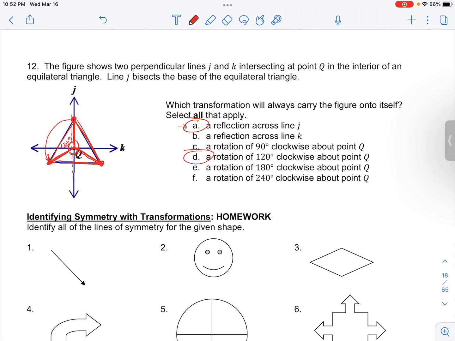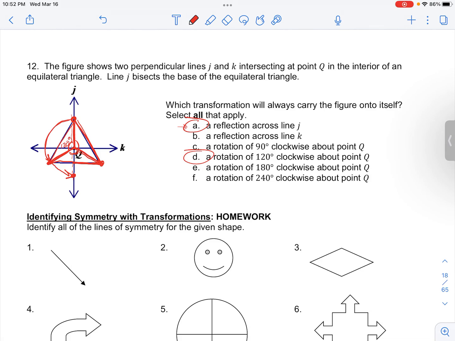Now E has a rotation of 180 degrees clockwise about point Q. So obviously we know that that won't map onto itself. So again, this top point will come 180 degrees over here, and that will not be on the figure. So E cannot be it.